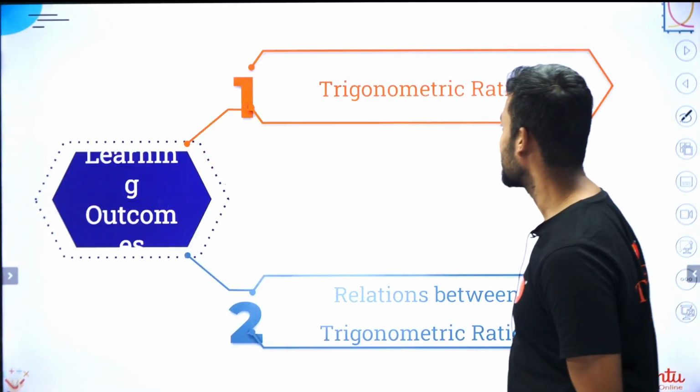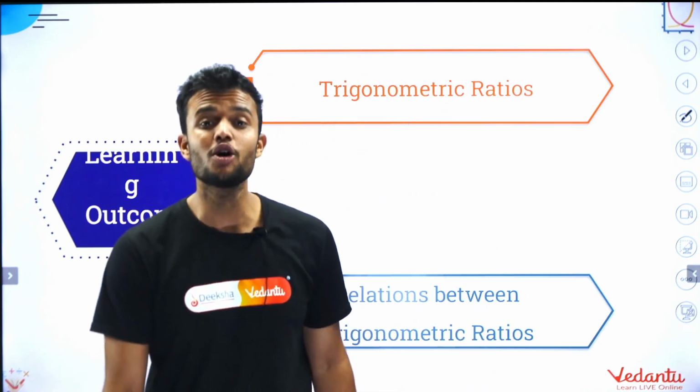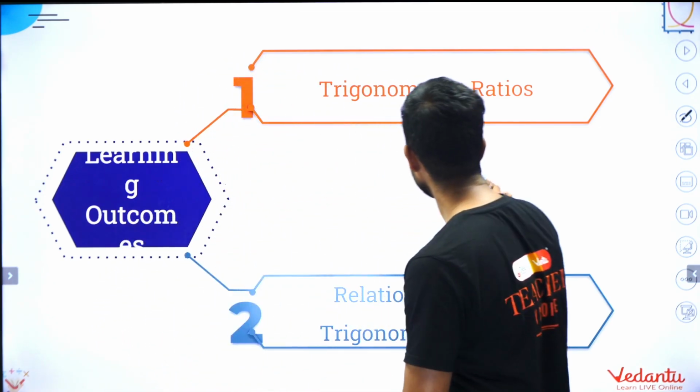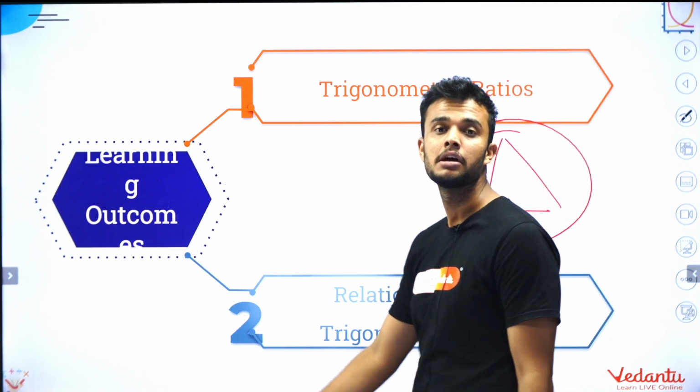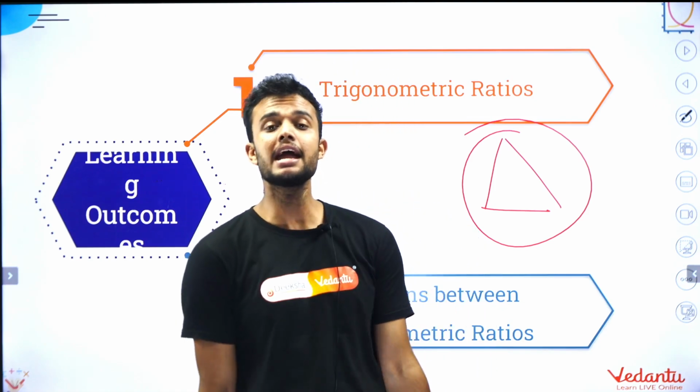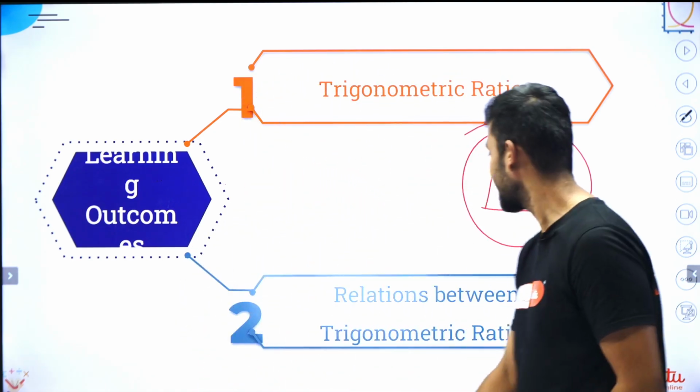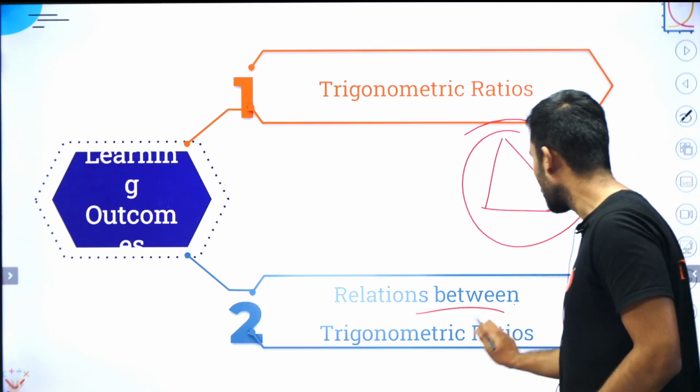Okay students, come on, let's start with the trigonometric ratios. What is trigonometry? In trigonometry, a triangle is there, especially this right angle triangle. Very important. Mainly in trigonometry, we use the right angle triangle. The second learning outcome is the relation between trigonometric ratios.